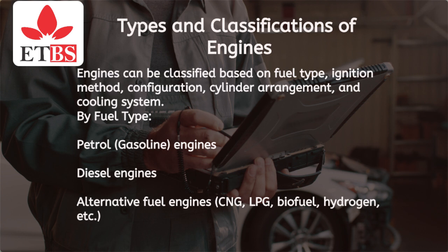engines in transitional technologies. By cylinder arrangement, inline, I4, I6, V-type, V6, V8, V12, flat boxer, used by Subaru, Porsche, W-type, rare, found in luxury cars like Bugatti. By cooling system, air-cooled engines, simpler, used in motorbikes, older VW Beetles. Water-cooled engines, common in modern automobiles. By ignition, spark ignition, SI, petrol engines, compression ignition, CI, diesel engines.